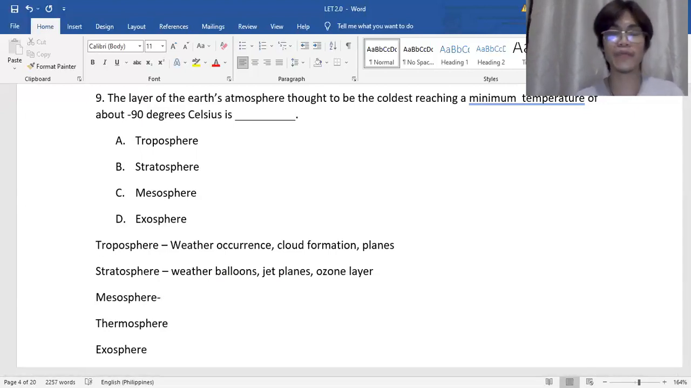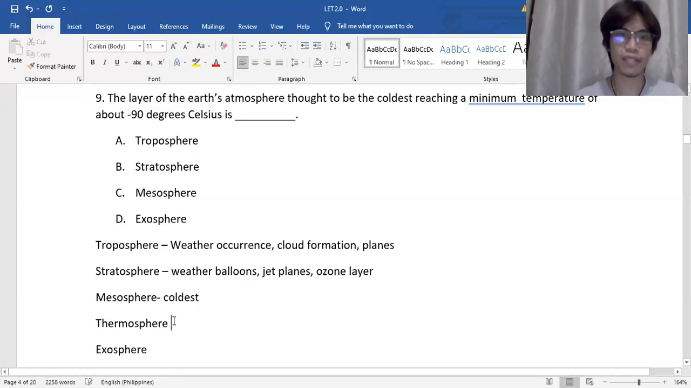And we have the mesosphere, that is at the middle. The mesosphere, maybe it's the coldest. And we also have your, what else? What else do you see in the mesosphere? All right, that's the coldest.